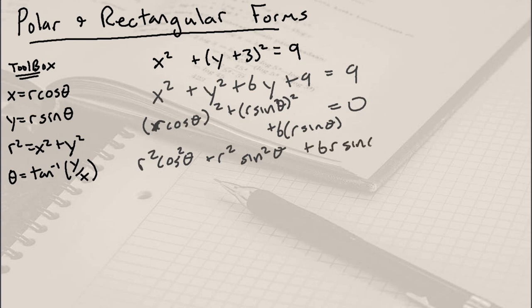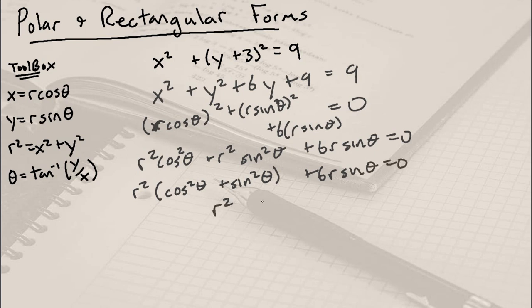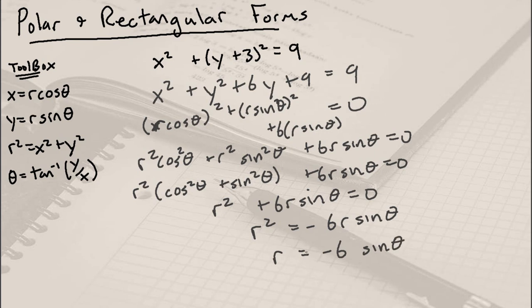And just like before, I'm going to see if I can factor out an r squared here, and I can. Now I have cosine squared plus sine squared, which is simply a 1. So I have r squared plus 6r sine theta equals 0. And I'll subtract that to the other side. So I have r squared equals negative 6r sine theta. I'll divide both sides by r. I have r equals negative 6 sine theta. And we're done with that one. Only a few more.